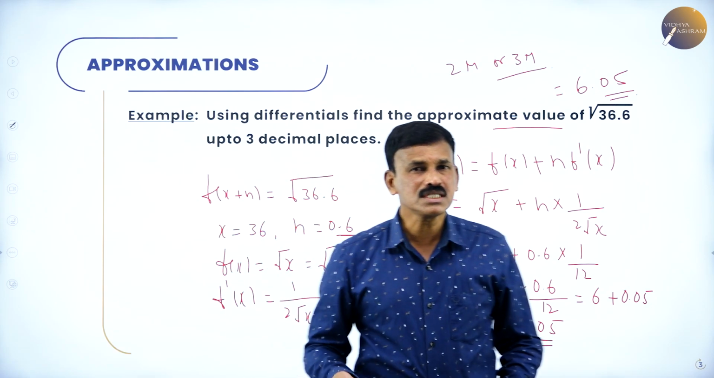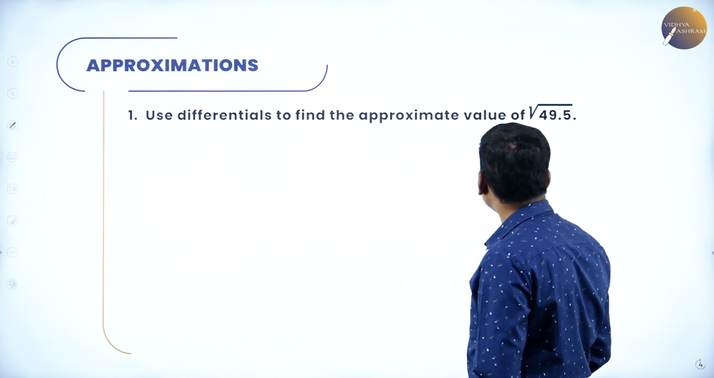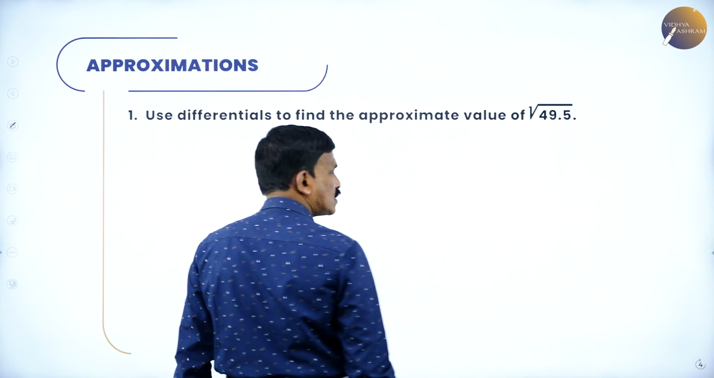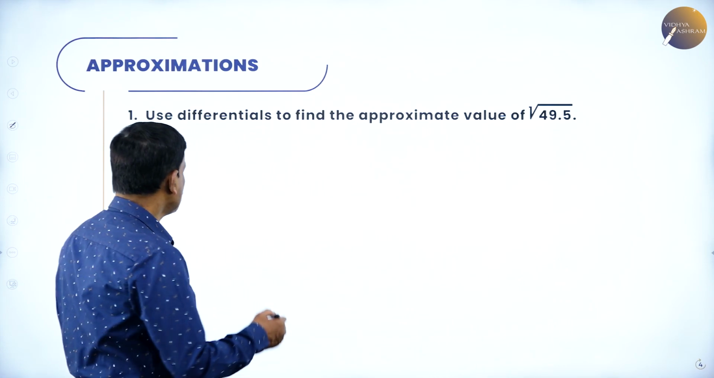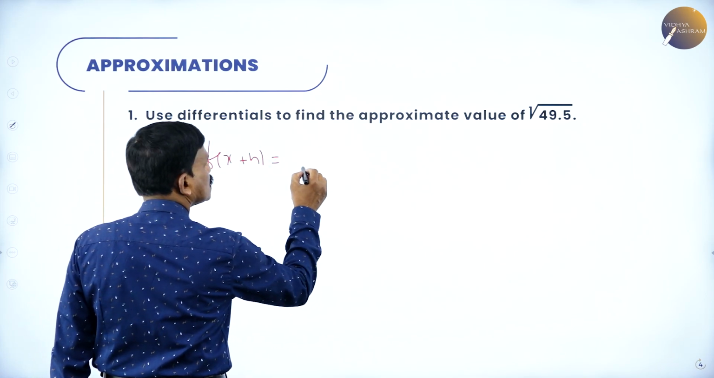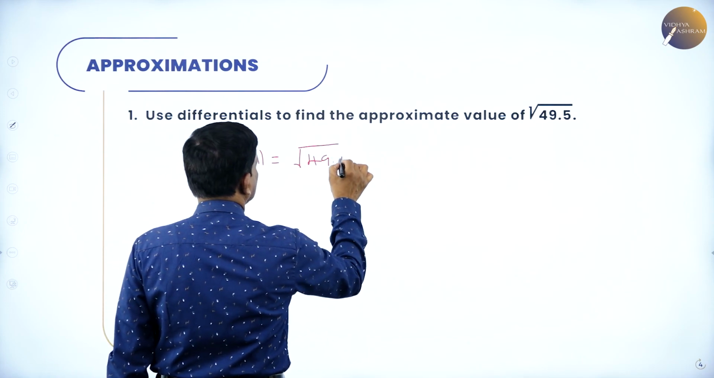Right. Now move on to a similar type of problem. Using differentials, find the approximate value of square root of 49.5. So this is also the same as the previous problem. Just, what is given here? f of x plus h is equal to the square root of 49.5.